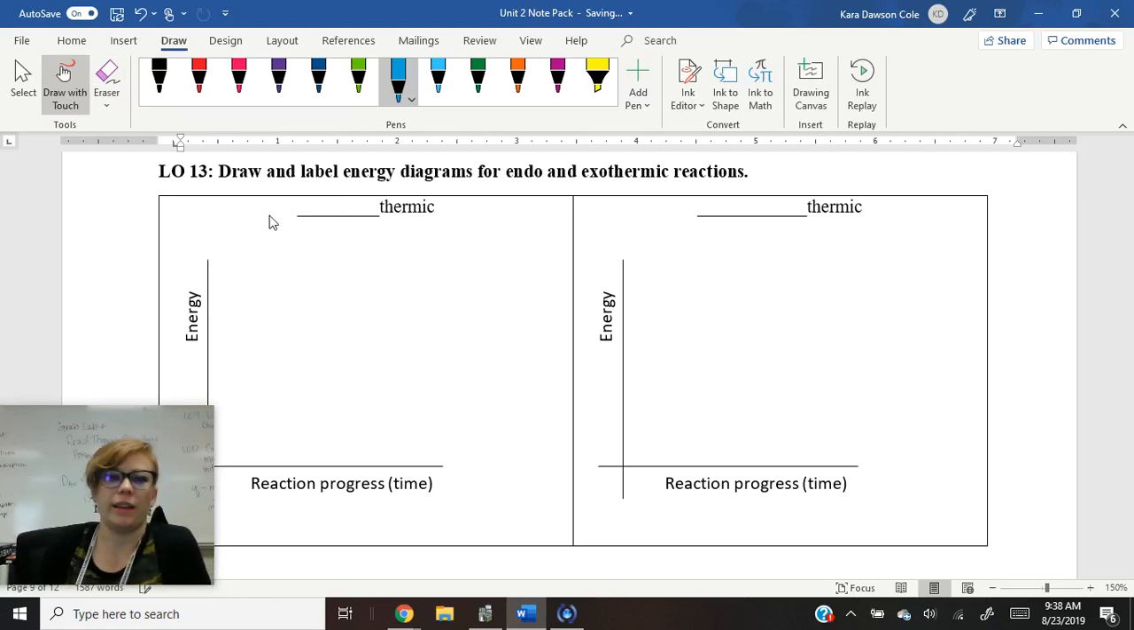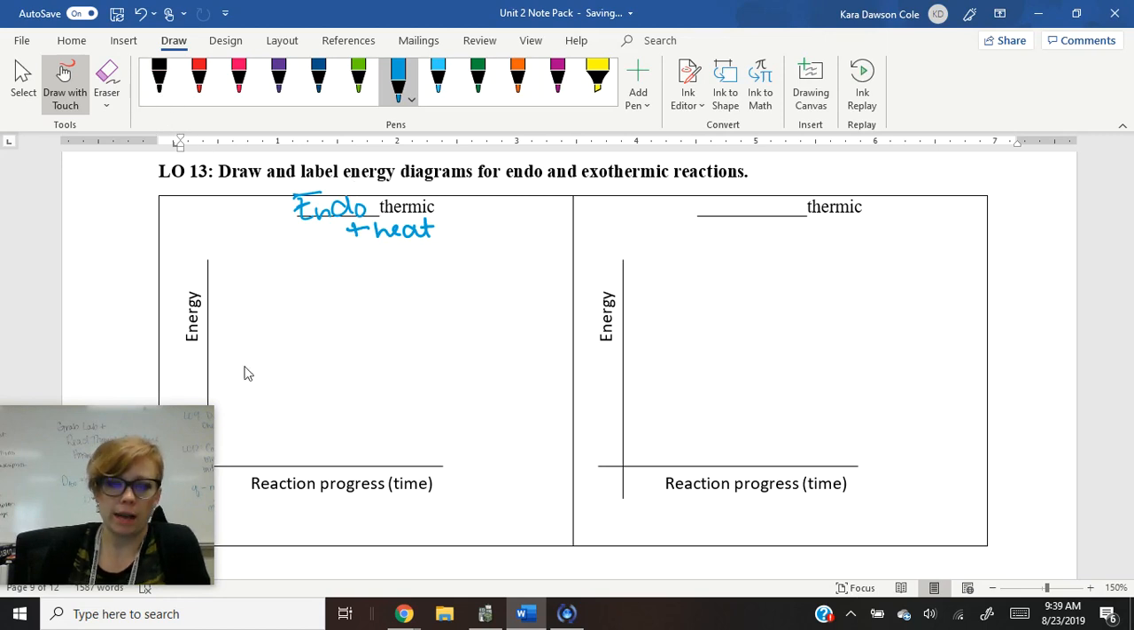We are looking at learning objective 13: to draw and label energy diagrams for endothermic and exothermic reactions. So an endothermic reaction means we have to add heat. So we're adding energy here. That means my system is heating up, and my surroundings are cooling down.